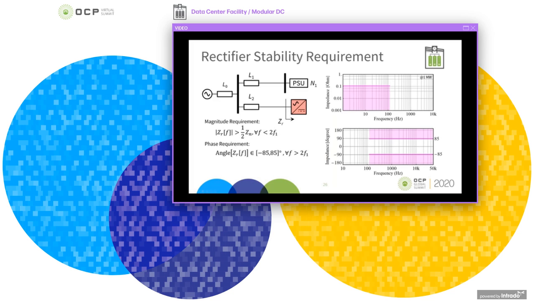Secondly, there is a phase requirement on the rectifier input impedance, and that's for high frequencies again. We want the phase of that rectifier impedance to be in between -85 and 85. So it should stay away from that forbidden region. There is a third requirement for the rectifier, and it says that the rectifier must be stable with an equivalent inductance of 0.33 per unit connected in series with the input of the rectifier.